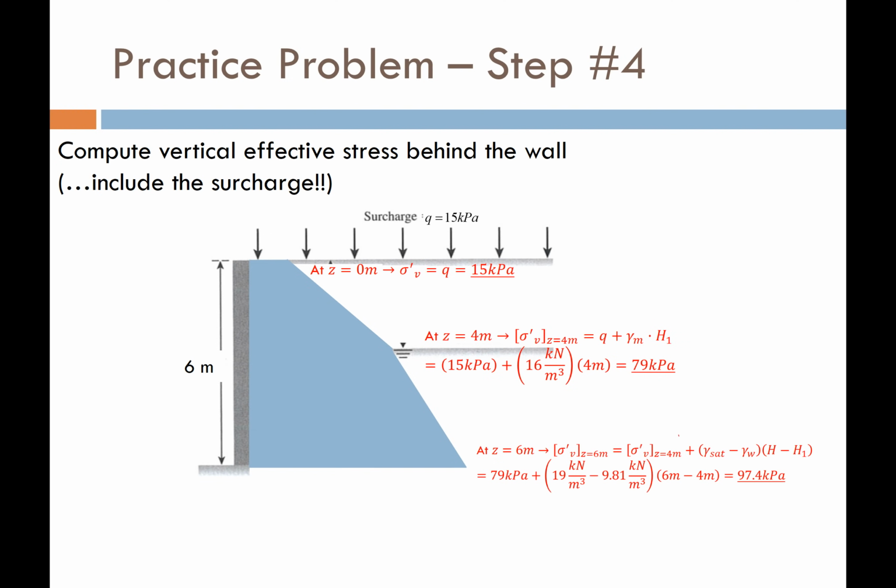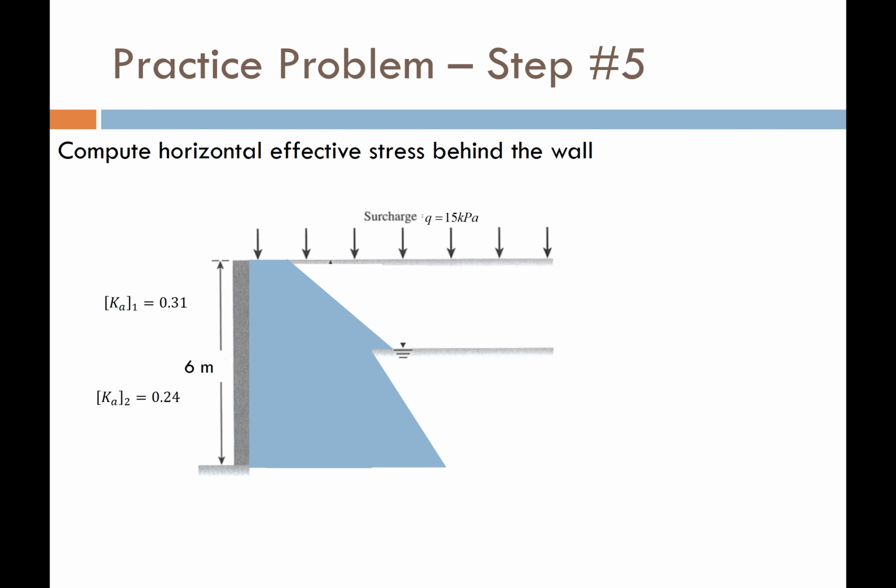Okay, so let's move on now to step 5. That was the hardest part. Step 5 is a piece of cake. Now that we have the stresses at the key points of the wall, wherever we had a change in soil, or we were at the top or the bottom of our wall, all we need to do now is compute the horizontal stress, and that's simply going to equal the earth pressure coefficient times the vertical stress. So we just have to multiply the vertical stress that we computed by the corresponding active earth pressure coefficient.